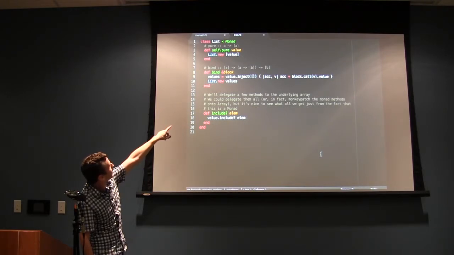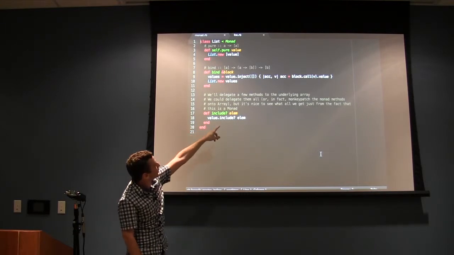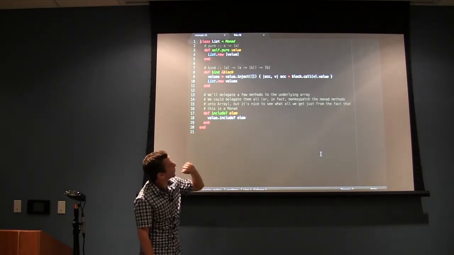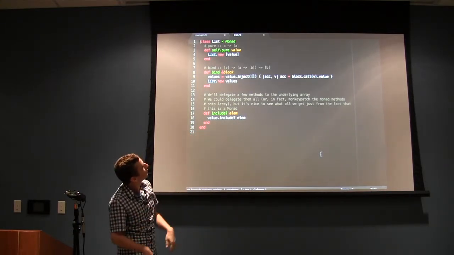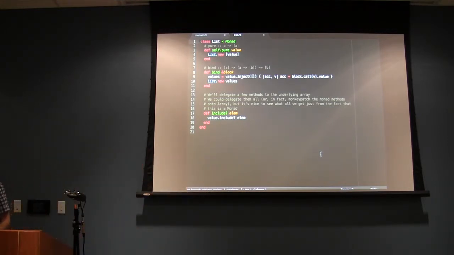So if we're binding in, we look at the wrapped value, iterate over it, and for each one call the function that we're passing in on the value, which gives us a list, and accumulate all of those. So this is essentially flat map. Not a whole lot in that. That makes sense why that's an appropriate implementation.